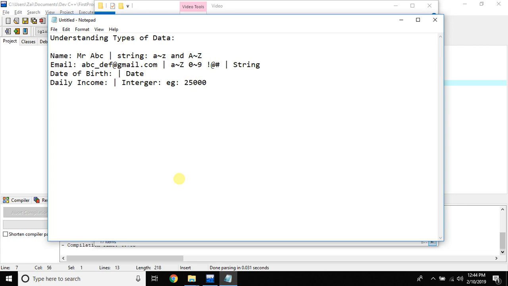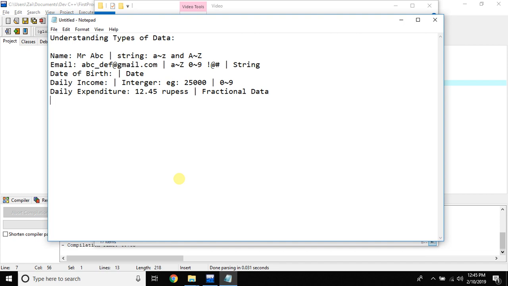So the possible values may come between 0 to 9. And what else? Sometimes we get fractional values like daily expenditure. I spend 12.545 rupees. Now what is this? This is fractional data, and this is known as float in C++. But for now, we are just differentiating the data we usually get.